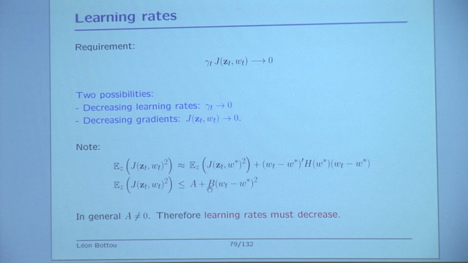Usually the A is not 0, meaning that when you're at the optimum, if you look at all the examples and take all the gradients for each of them, you don't have 0, except in very pathological cases. So because the A is not 0, the learning rates must decrease.